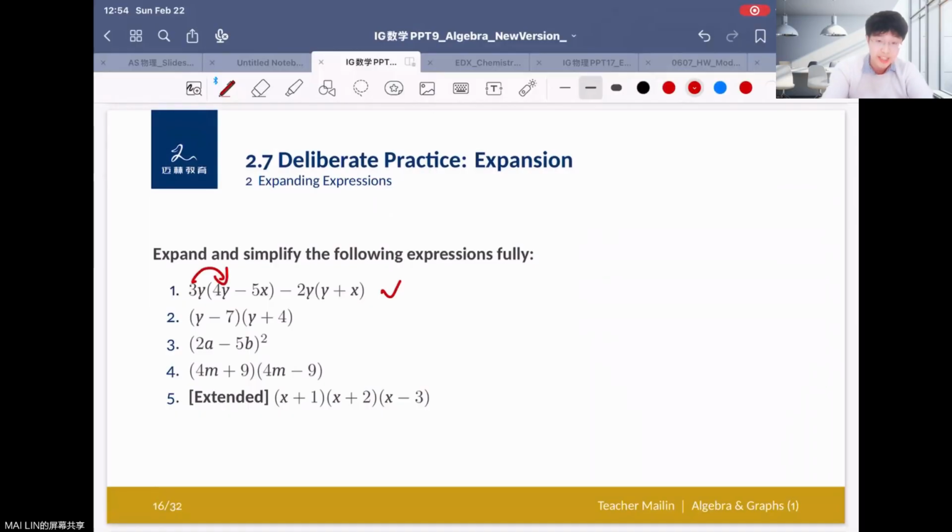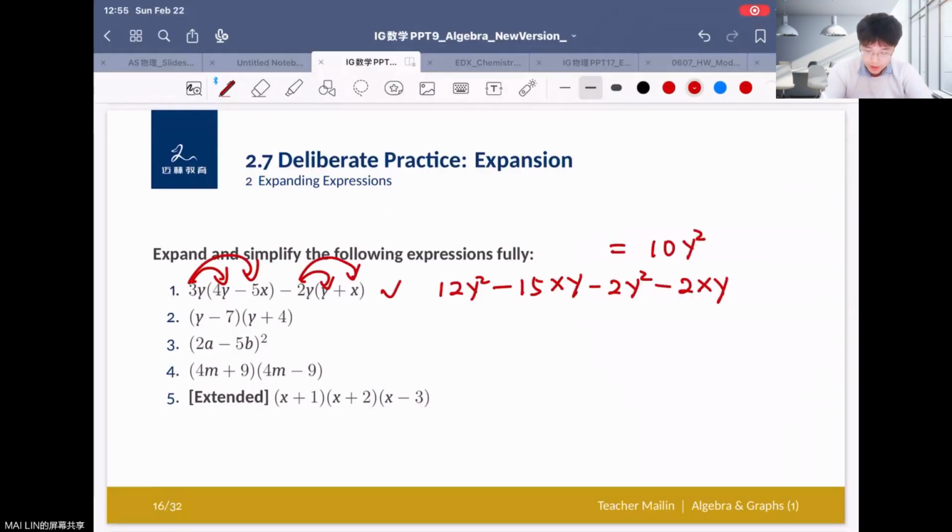First is 3y times 4y is 12y squared. You have 3 times 4 is 12, and y times y together is y squared. And then 3y times negative 5x is negative 15xy. And then you can multiply negative 2y with y as negative 2y squared, and then negative 2y with x is negative 2xy. So the final answer here is 10y squared, minus 15xy, and minus 2xy is minus 17xy. That's the first question.